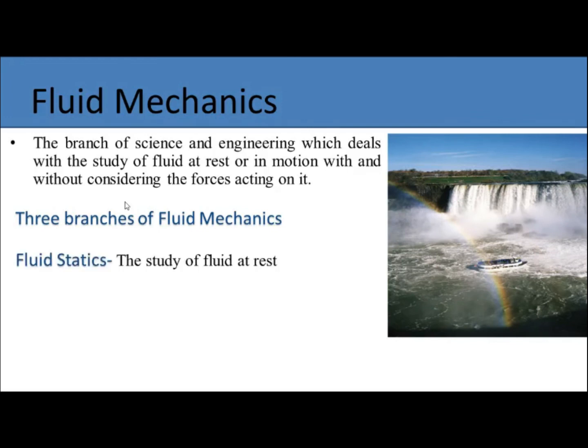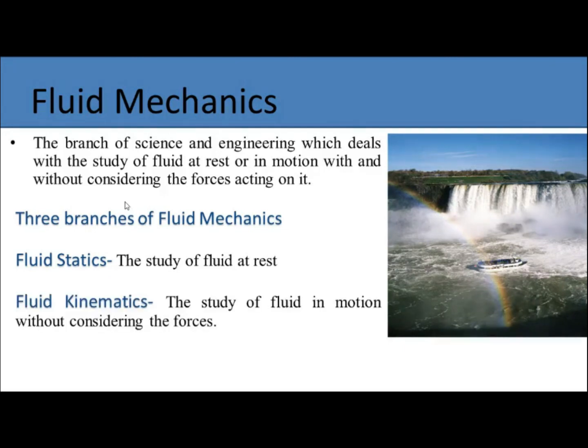First will be fluid statics. As the name suggests, statics is the study of fluid at rest. The branch of science and engineering which deals with the study of fluid at rest is called fluid statics.